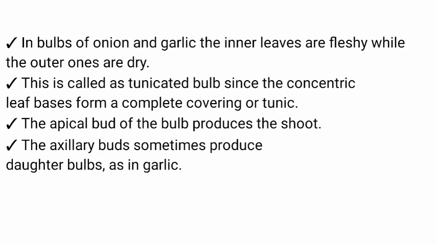In bulbs of onion and garlic, the inner leaves are fleshy while the outer ones are dry, which is called a tunicated bulb. Leaf bases form a complete covering or tunic. The apical bud of the bulb produces the shoot. The axillary bud sometimes produces daughter bulbs in garlic.